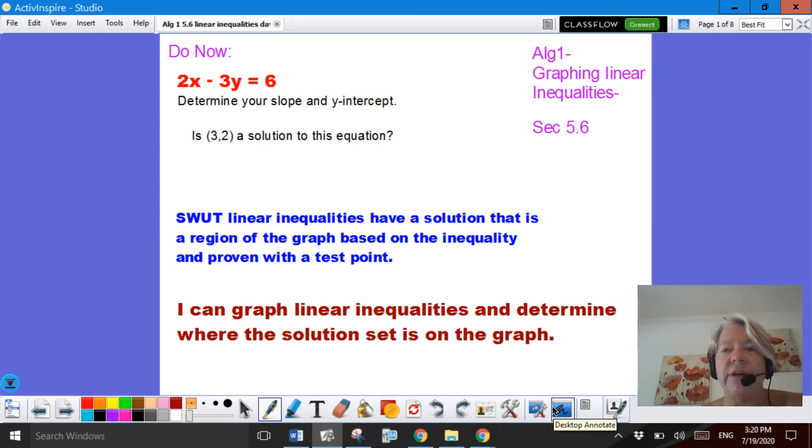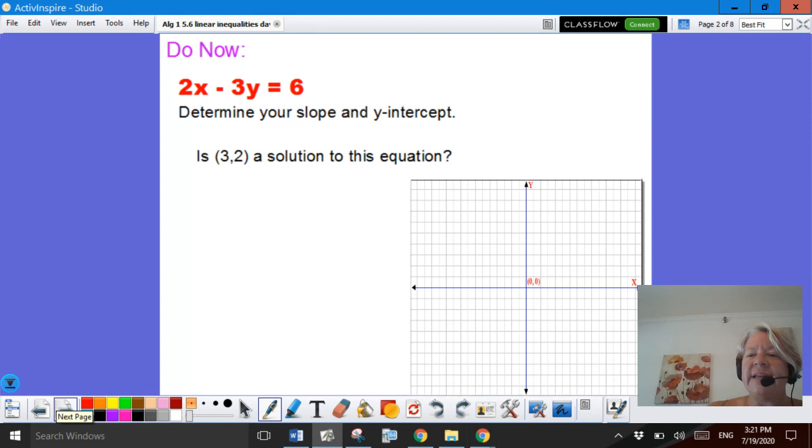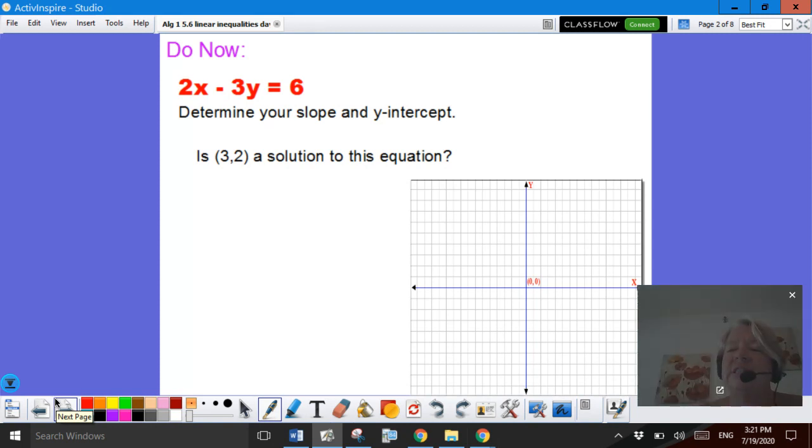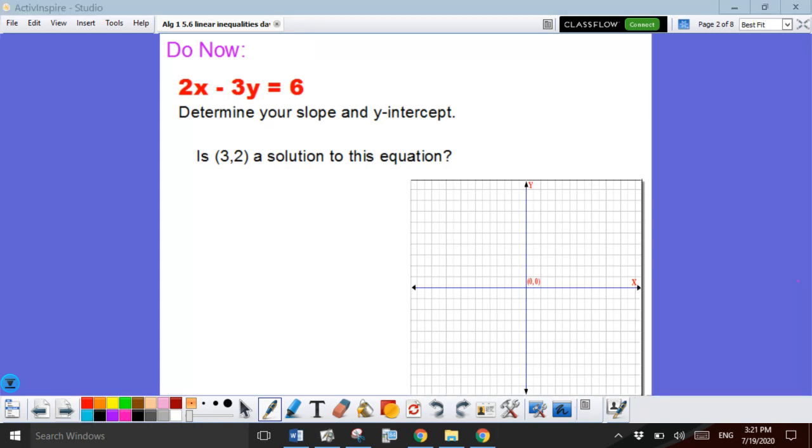All right, so we are on our last section of chapter 5 where we are graphing linear inequalities. So we're going to go back to graphing some lines. Let's start with this equation. Can you find your slope and your y-intercept? And then can you tell me if (3, 2) is a solution to this equation? Think about that for a second and how you want to tackle it. Looks to me like we're graphing, so see what you can do with it.